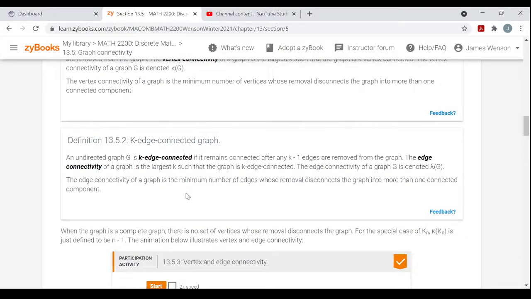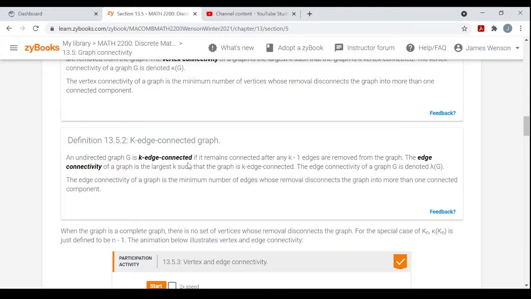And then the same concepts for edge connected. Instead of removing vertices, you talk about removing edges. So here an undirected graph G is k edge connected if it remains connected after any k minus 1 edges are removed from the graph. So again, for example, if a graph were 3 edge connected, that means I could remove any pair of edges, any 2 edges from the graph, and it would still be a connected graph, not broken up into components.